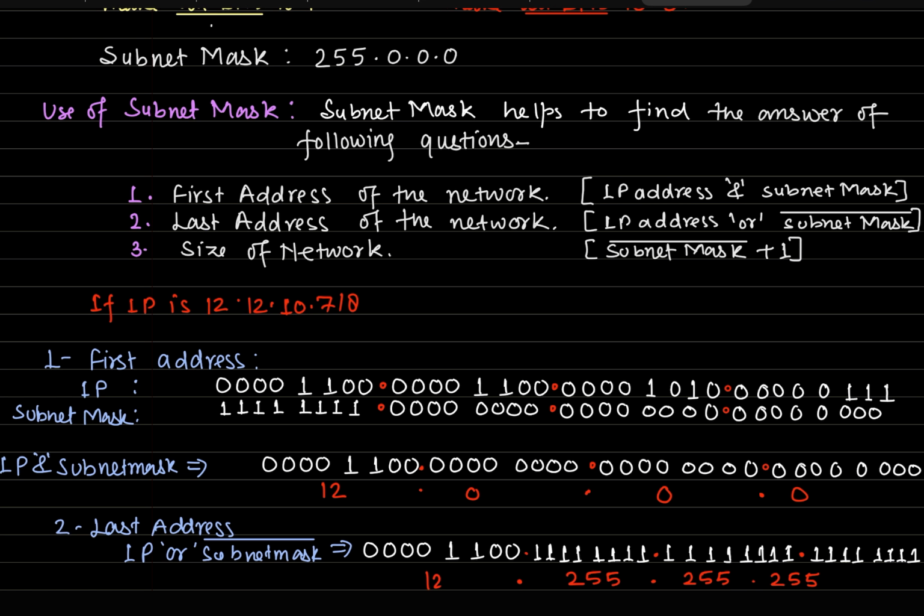What if you are asked for the last address of the network? In that case, you use this formula: the complement of the subnet mask OR with the IP address. If you do, you get as a result 12.255.255.255.